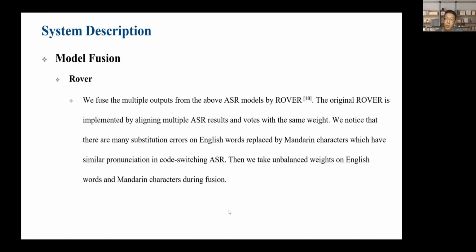We fuse the multiple outputs from the above ASR models by ROVER. The original ROVER is implemented by aligning multiple ASR results and voting with the same weights. We notice that there are many substitution errors on English words replaced by Mandarin characters which have similar pronunciation in code-switching ASR. Then we take unbalanced weights on English words and Mandarin characters during fusion. The weights are empirically selected on the dataset.